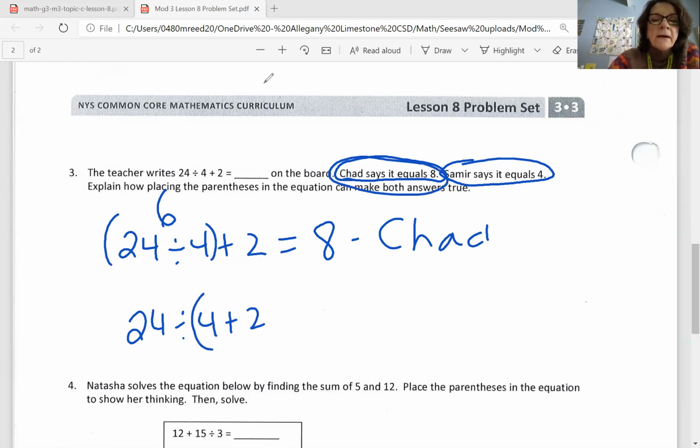Now when I come down here, I'm going to put the 4 and the 2 in parentheses. We do that first. I'm going to write my 6 above here. All right, 24 divided by 6. Go ahead, do your skip counting.